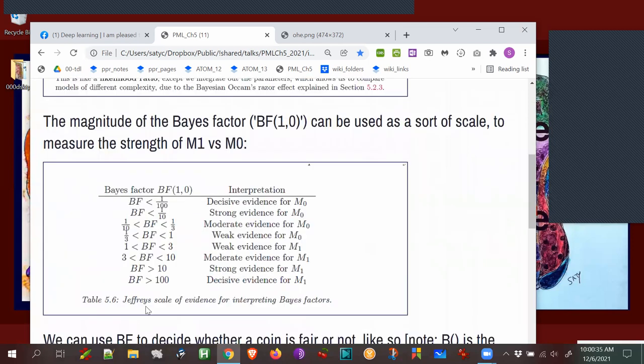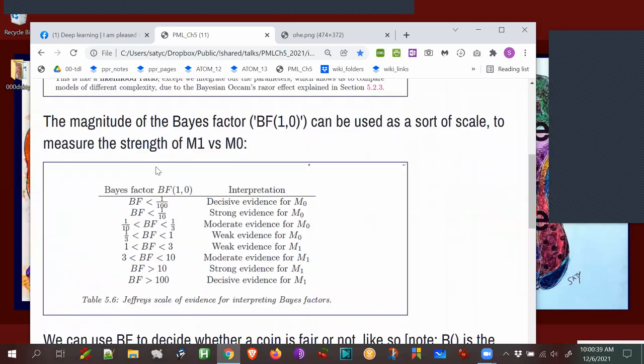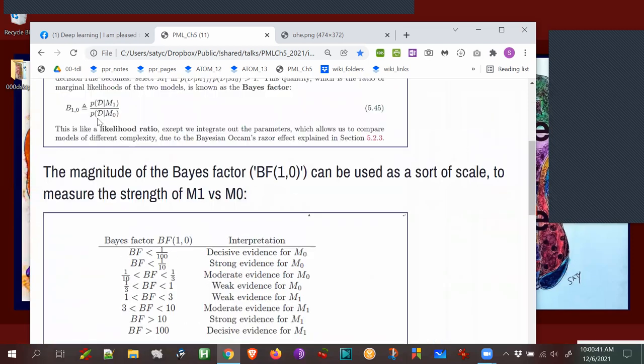Jeffreys' scale is what it's called. See, if this Bayes factor right there is less than 1/100, that means the denominator is so large that the numerator is basically insignificant. So you definitely go with M0, meaning you cannot reject the null hypothesis. So your alternate hypothesis failed. On the other hand, if this ratio is less than only 1/10, say it's like 0.12 or something, then the denominator is still pretty large. So there's still strong evidence.